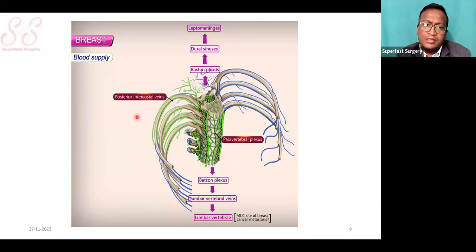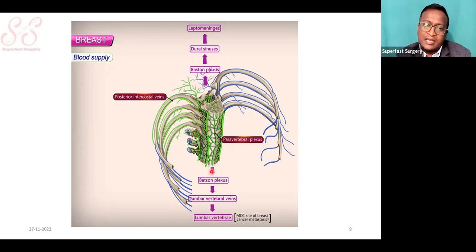You can see along this laser pointer, this posterior intercostal vein will then drain into the paravertebral plexus. And these paravertebral plexus will drain into Batson plexus and ultimately into the lumbar and vertebral veins, which are responsible for the dissemination of the tumor cells from the breast into the lumbar vertebrae. And that is the reason why the most common site of metastasis in case of breast cancer is lumbar vertebrae.